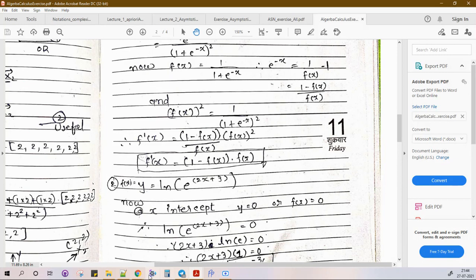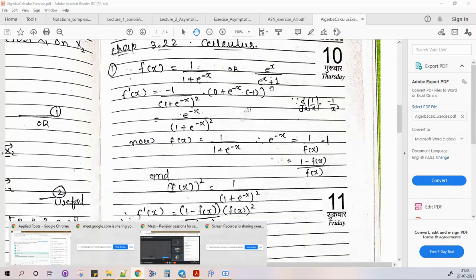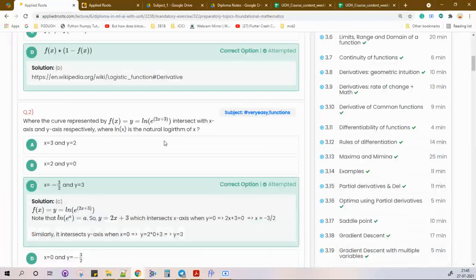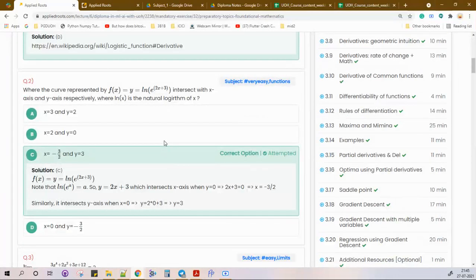Okay, let's jump on to the next question. I will try to solve this using this term also. It is possible. Okay, let's have one more.